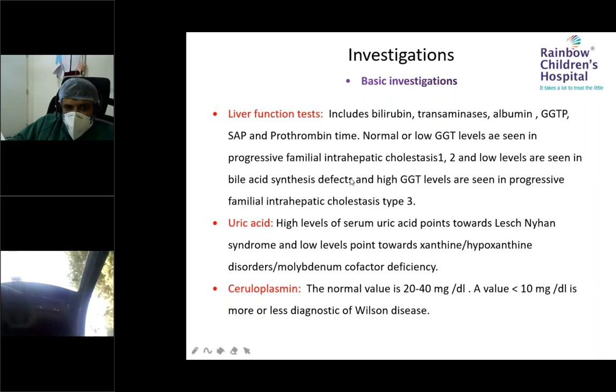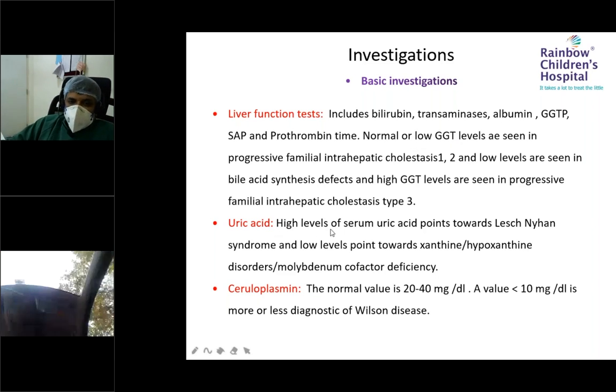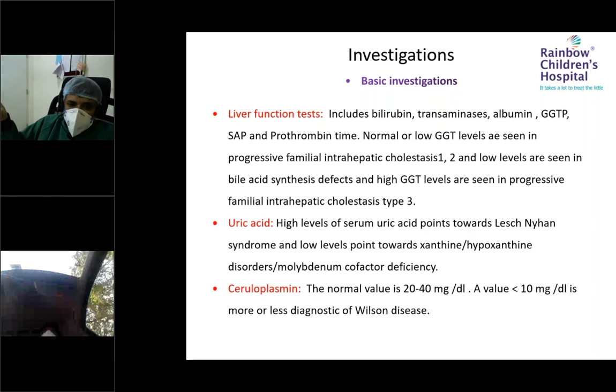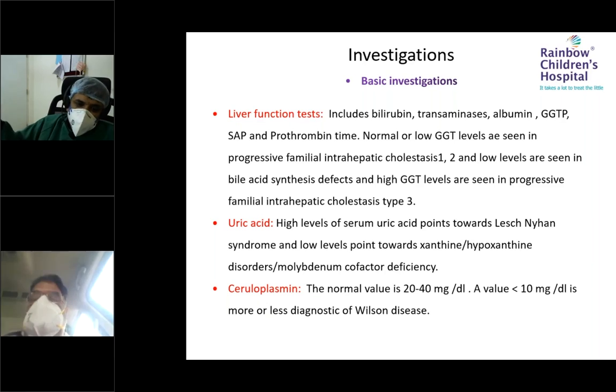Low levels are also seen in bile acid synthesis defects, and high GGT levels are seen in progressive familial intrahepatic cholestasis type 3. So the subtle marker, the GGT, helps us to narrow down our differential diagnosis to a greater extent. Similarly, high levels of serum uric acid point towards Lesch-Nyhan syndrome, whereas low levels point towards molybdenum cofactor deficiency or a xanthine-hypoxanthine disorder.